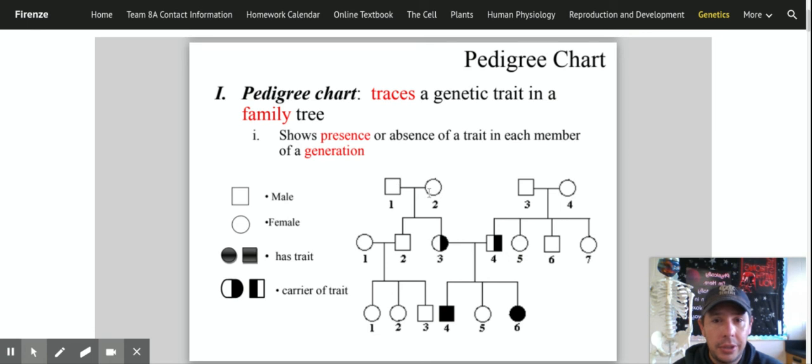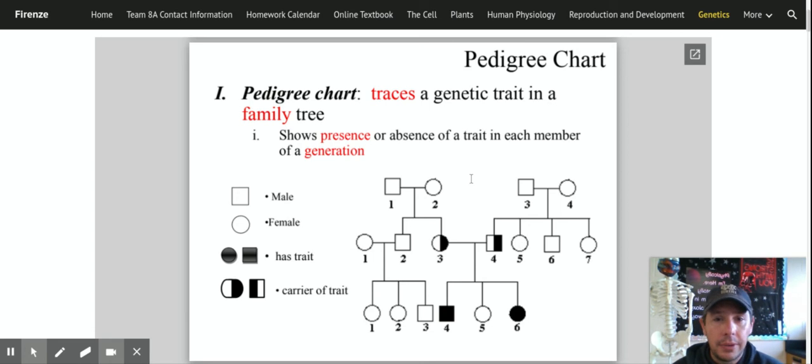So we have 2 parents here. They had 2 children, a boy and a girl. The boy had children with this female here, and they had 3 kids. This girl here had children with this male here, and they also had 3 kids. These grandparents 3 and 4 had 4 children. 2 boys, number 4 and 6, and 2 girls, number 5 and 7.